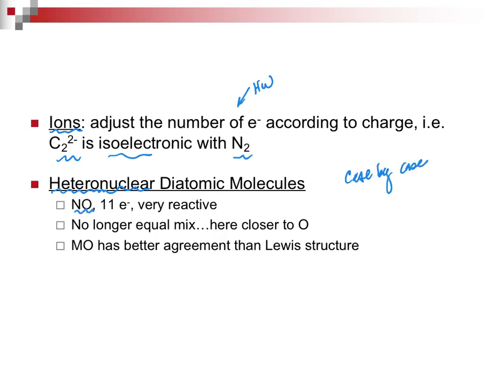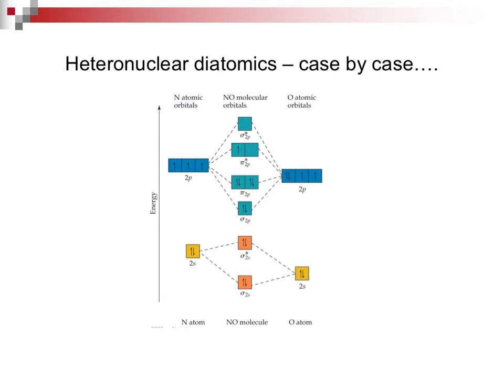We know that when we do NO, we have 11 electrons, and it turns out that that molecule is very reactive. It no longer has equal mixing. It is closer to oxygen, and MO has better agreement than the Lewis structure. Again, I emphasize, it is case by case. Your book happens to put in the NO molecular orbitals, and I will let you look at it. We have the atomic orbitals of nitrogen, the atomic orbitals of oxygen, and then the molecular orbitals running down the center.